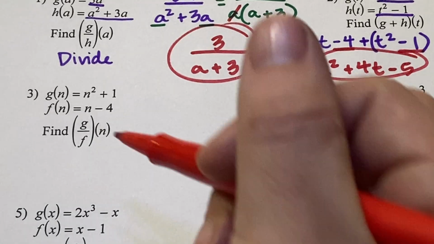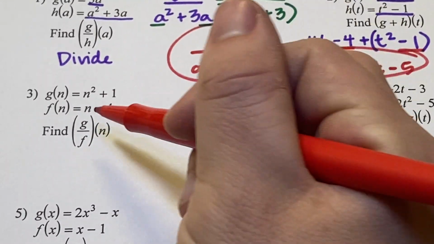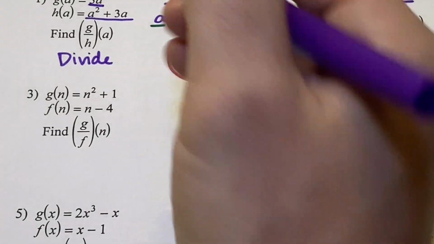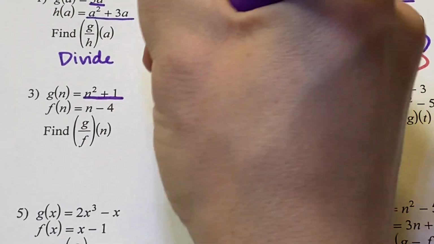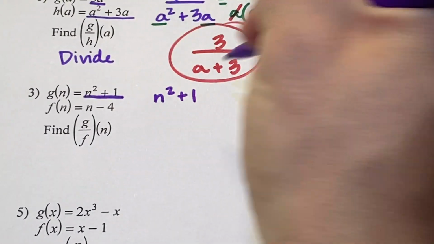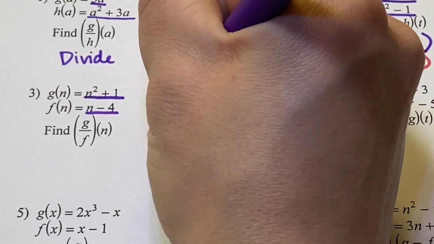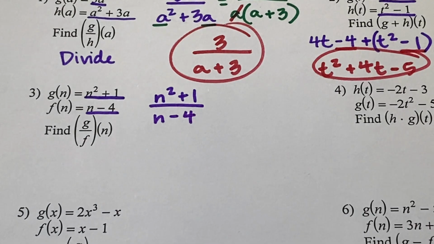Oh, we're asked to divide again, right? We see the little fraction. It's saying take g, divide it by f. So we're doing the same thing as number 1. We're going to take g of n squared plus 1, and divide it by f of n minus 4.